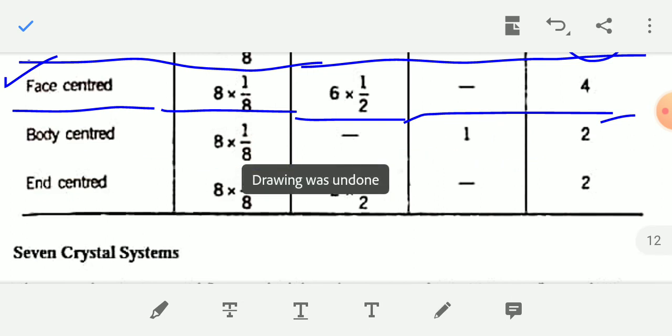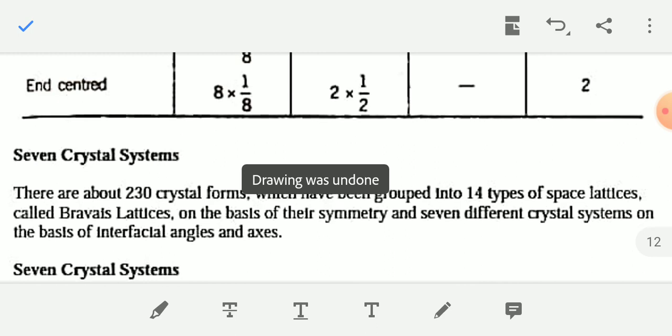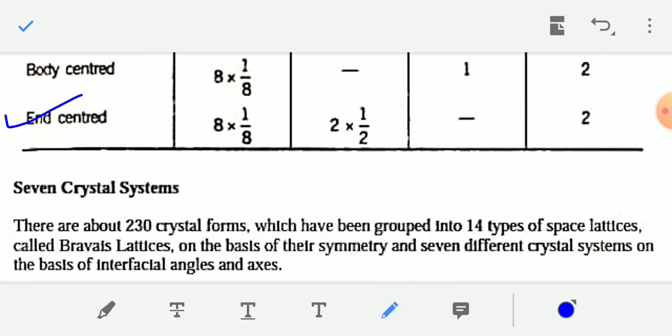In body centered unit cell, on an average 2 particles are completely present within the unit cell. And in case of end centered unit cell, 8 particles at 8 vertices or 8 corners, so contribution for the 8 corner particles is 8 into 1 by 8, and 2 particles at the midpoint of 2 opposite faces, so 2 into half, that is 1. So 1 plus 1, that is 2. On an average 2 particles are present in end centered unit cell.